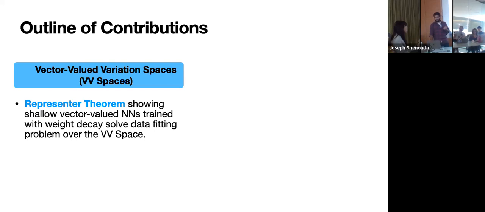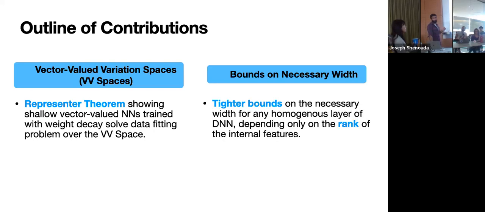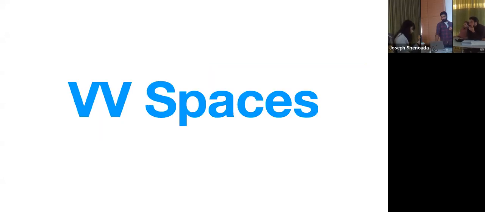And then the second thing we show is we provide new bounds on the necessary width for any homogeneous layer of a deep neural network. So we provide tighter bounds on the necessary width for any homogeneous layer of a deep neural network, and that number of neurons you need, or the width, only depends on the rank of the internal features. So in a way, it's like a data-dependent bound. Okay? All right.